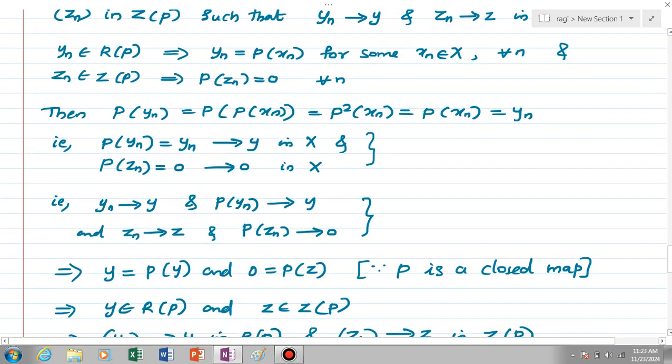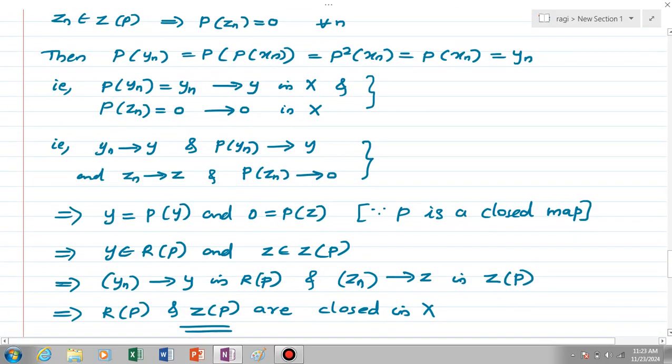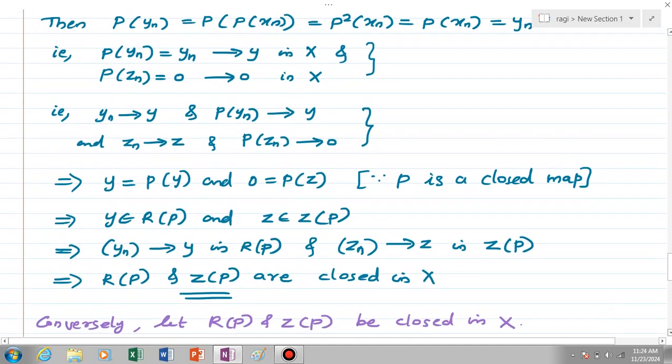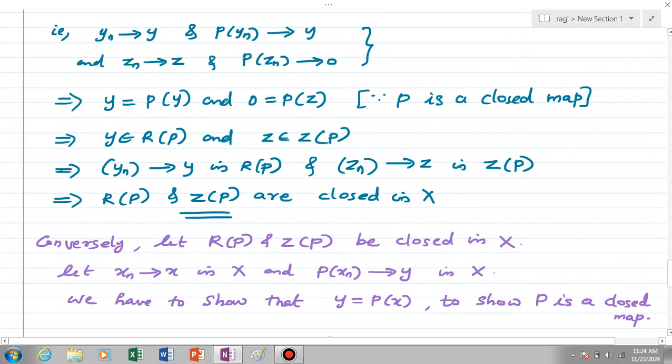So y_n converges to y and P(y_n) converges to y means y is equal to P(y) since P is a closed map, and z_n converges to z and P(z_n) converges to 0 means 0 is equal to P(z) since P is a closed map. So y equal to P(y) means y is an element of R(P), and P(z) is equal to 0 means z is an element of Z(P). So the converging points y is an element of R(P) and z is an element of Z(P) means R(P) and Z(P) are closed in X. So this is the proof of the necessary part.